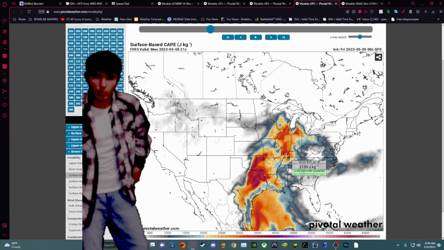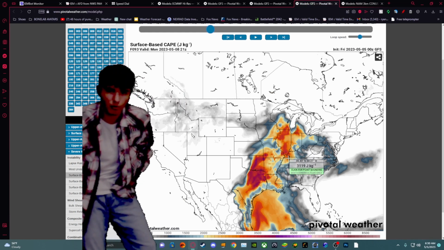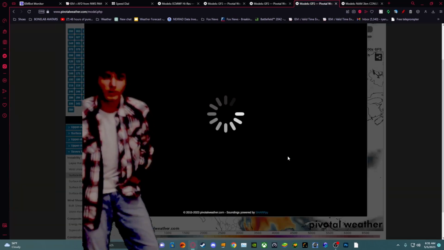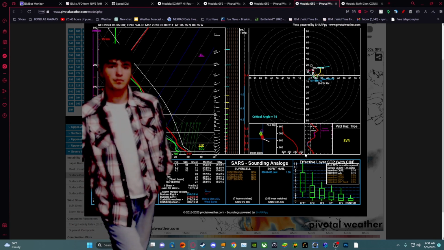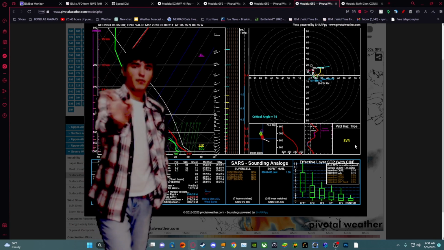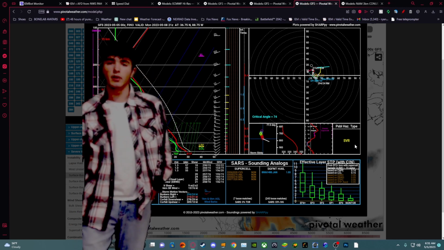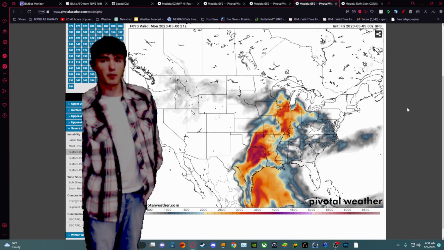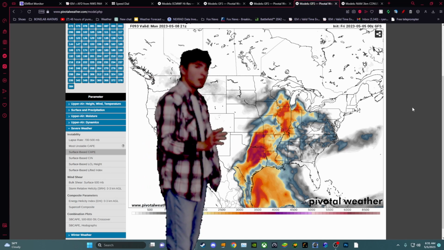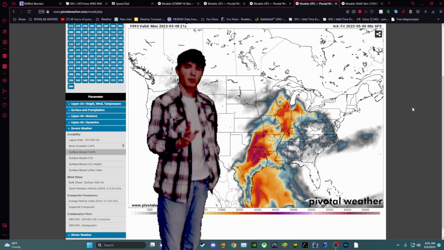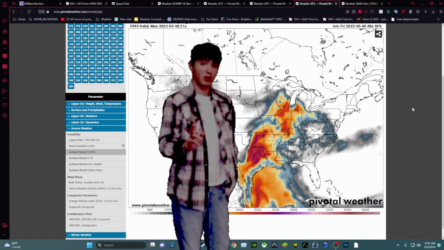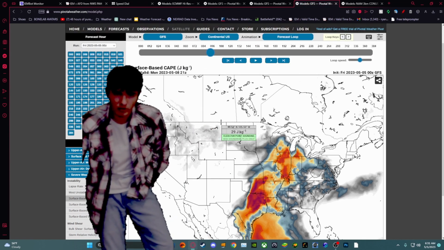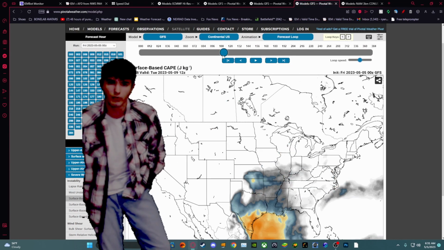So moving on, we're looking at the CAPE. 31,000, 30,000, 29,000. That's some pretty good amounts of CAPE. Soundings, obviously, you guys don't know what you're looking at, but in my opinion, this is not tornado conducive because there's not enough wind shear, but the amount of instability is off the charts. So the instability is pretty dang good for these storms to become severe.